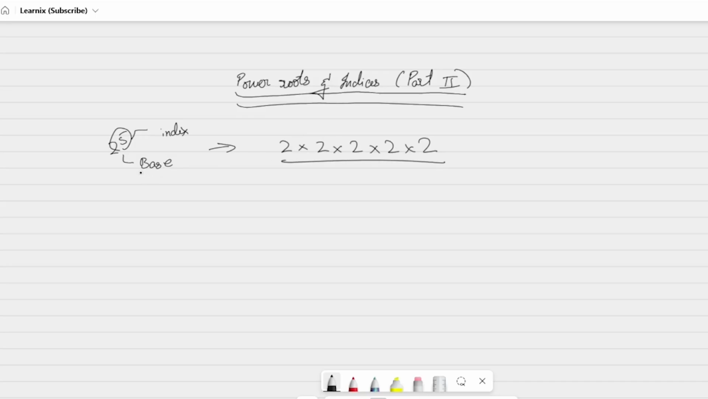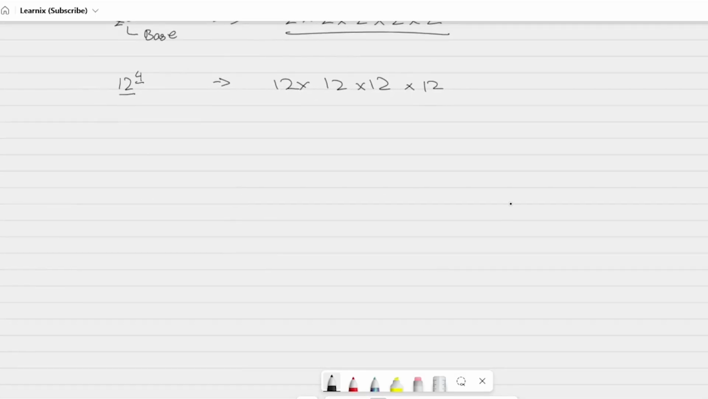That's it. Okay, so imagine now we have 12 to the power of 4. Same thing, this is our base, this is our index. We basically have 12 multiplying by itself 4 times. The power or the exponent basically tells us how many times the base multiplies by itself. Okay, so that's simple. Moving on to multiplying indices.